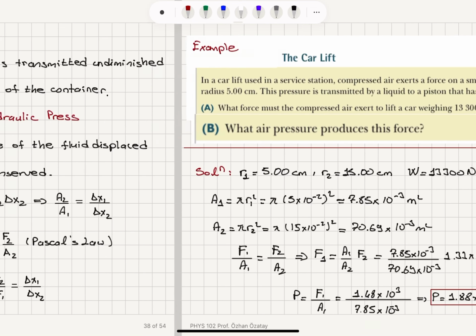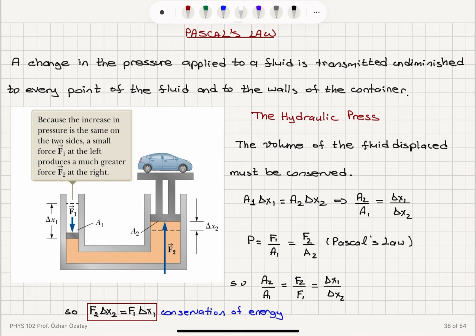Okay, so in summary, we talked about Pascal's law, which states that the pressure applied to a fluid is transmitted undiminished to every point of the fluid and to the walls of the container. The hydraulic press application shows us that if we use conservation of the volume of this fluid, the volume displaced must be equal to the volume that is added on top on the right hand side. And by Pascal's law, the pressures on two sides must be equal. This basically states that the work done by the force F1 must be equal to the work done by force F2 when we move the car up.